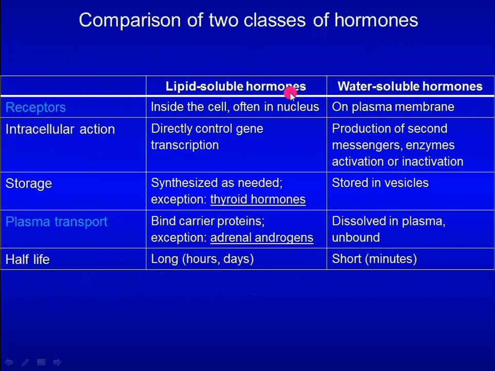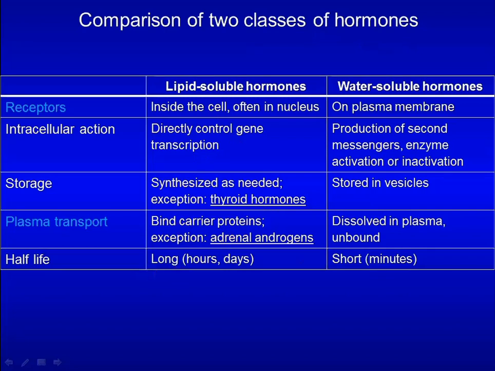Lipid-soluble hormones have receptors inside the cells. They act as nuclear receptors that control gene transcription. Except thyroid hormones, they are synthesized as needed. Except adrenal androgens, they typically bind carrier proteins. They have long half-lives.